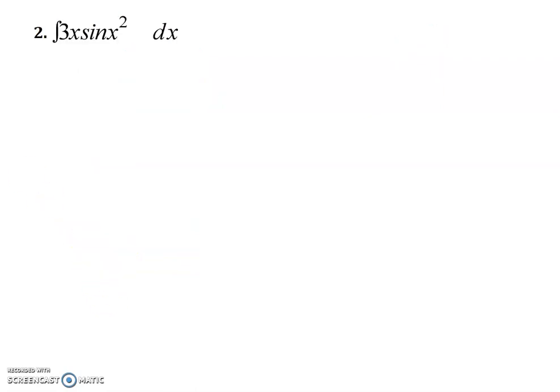Now for our second example, we've got antiderivative of 3x sine of x squared. Okay, so again, this is going to be the u. Okay, so whatever's inside the trig function is u. So I'm going to go ahead and write this part first. So that's sine of x squared. Now what I'm left with is the 3x.